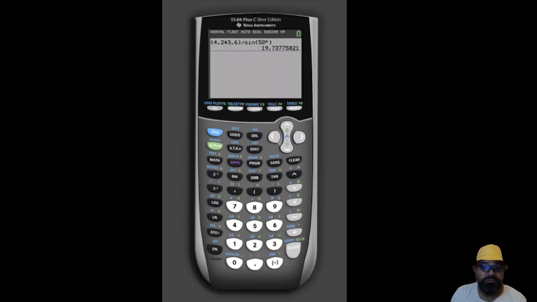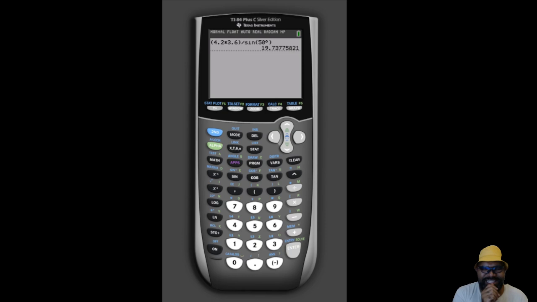Oh, remember the parentheses, okay, guys? I think you can see here. I think it's too small, but I think you can zoom in or make it bigger when you watch this. Remember to open with a parenthesis, okay? Then it is 4.2 times 3.6, close the parenthesis because this is the numerator, divided by sine of 50 degrees. Remember to put the degree symbol here. The degree symbol, as you remember, is second function, the blue button as you see here.